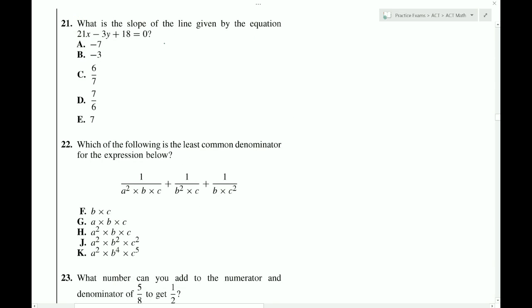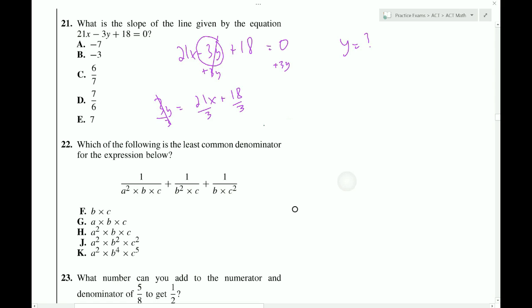What is the slope of the line given by this equation? So let's check it out. The idea here is to solve for y, right? So let's see. I'll grab this 3y and I'll add it to the other side, which is currently empty. So then I would get 3y equals 21x plus 18. Then I divide by 3 on each piece individually. And I get y equals 7x plus 6. So if I want the slope, I just look where m is in mx plus b, right? And it looks like 7.